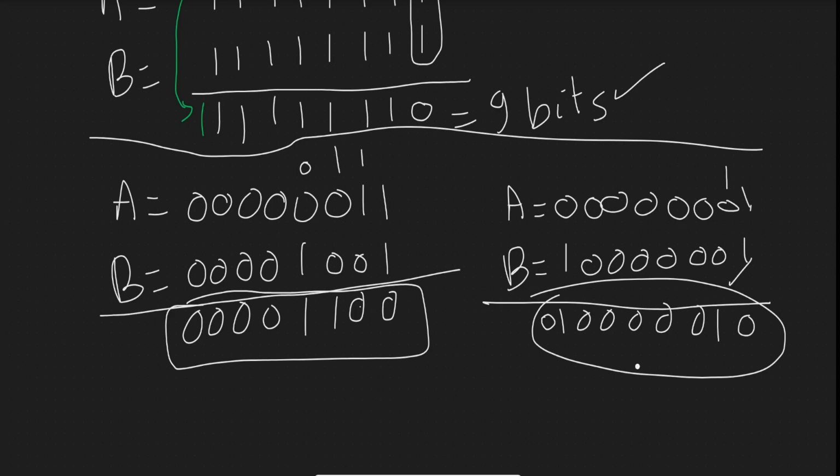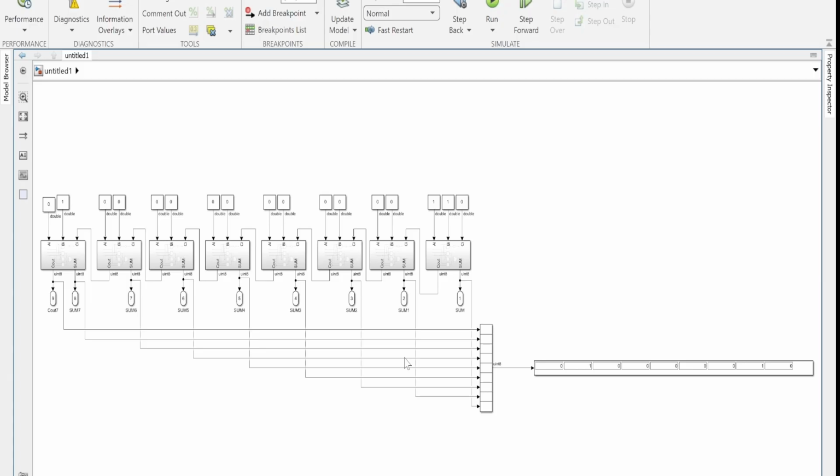So there you go. This is how we design an 8-bit adder that adds two 8-bit numbers using Simulink. I hope this was helpful. In the next video, we can cover how to subtract two numbers using 8-bit full adders in Simulink. Thanks for watching.